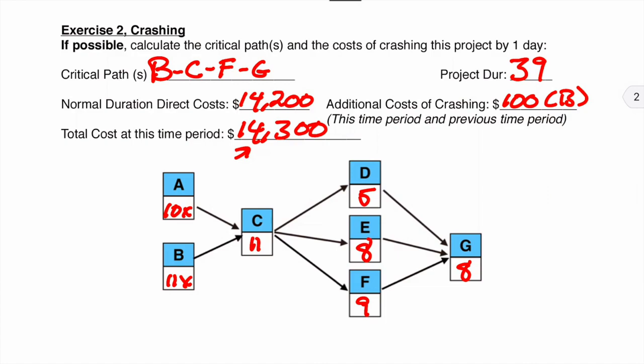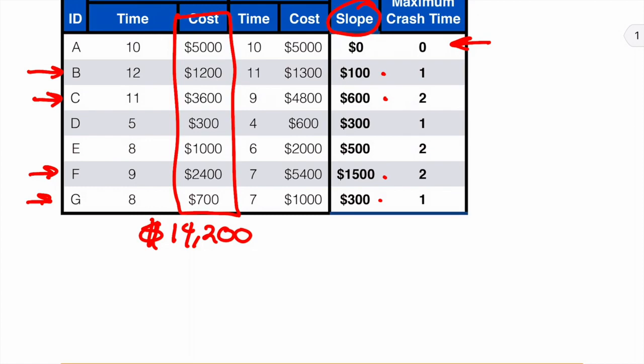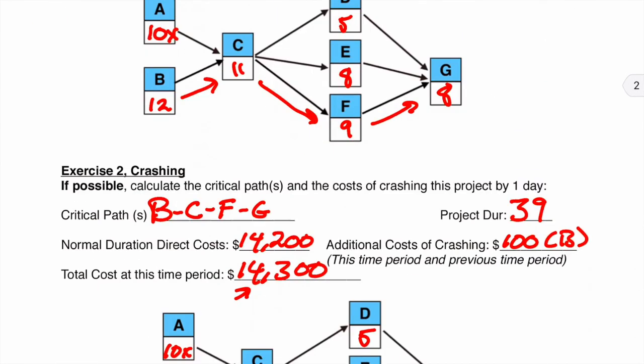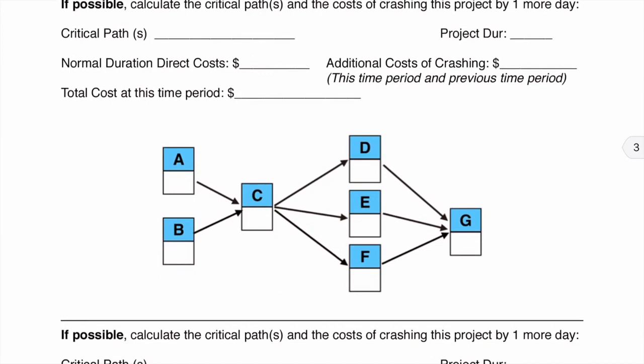So now we need to look at C, F, and G, because B is now kind of no longer a candidate. So I have 600 for C, 1,500 for F, and 300 for G. So I'm going to choose to crash G, because that's going to be the cheaper option. Would it still work if I crashed F? Well, yes it would, but that wouldn't be the cheaper option. So I'm going to put 7 here, but I'm going to put an X, because once again G is one of these that can only be crashed once.